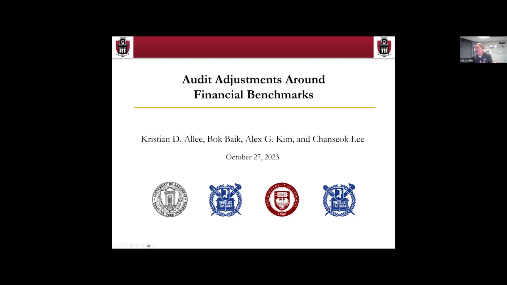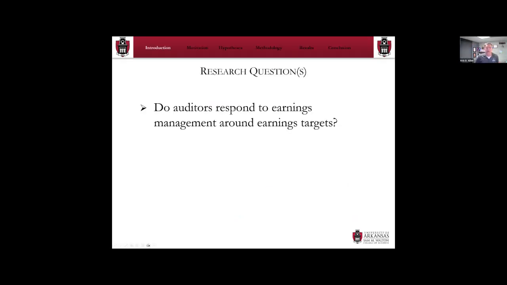Basically the idea behind this project is whether or not auditors pay attention to managers' need to beat earnings targets. And so the earnings target we're going to focus on here is the zero earnings target. So if you've done research before, you know that managers want to report a profit and not a loss. That's the idea behind it.